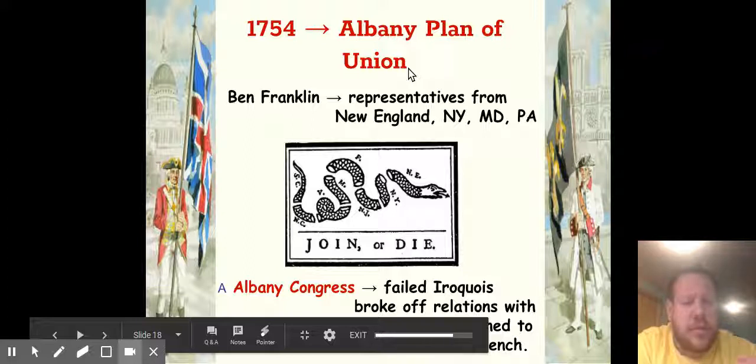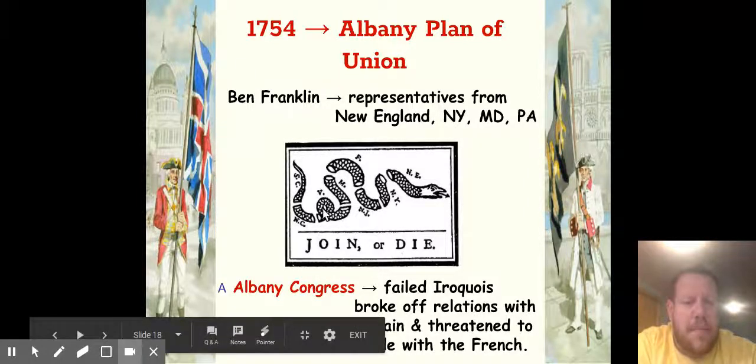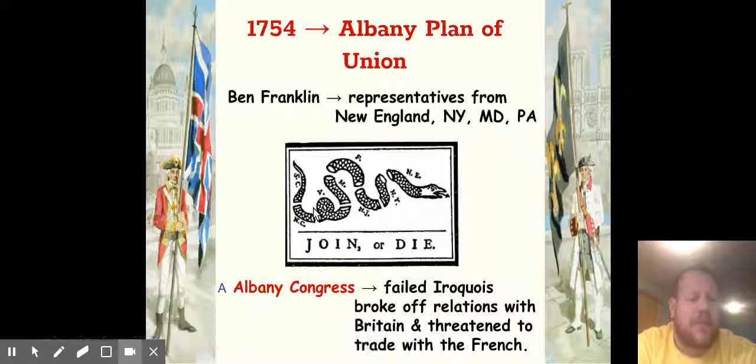And so these states get together to make sure that, one, they have relationships with different Native American groups that they need to work with. So the Iroquois broke relations with Britain and threatened to trade with the French. And so the different Native American groups, who was going to back up the British or the French, Franklin wants to get a group of people together to figure out if the colonies can all join together and make an alliance, if you will, make a joint treaty to help defend themselves against the French or the Native Americans, whoever it might be, that might attack.